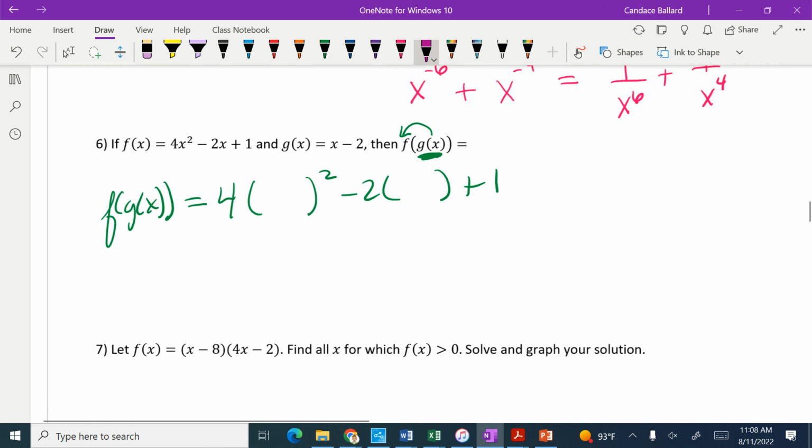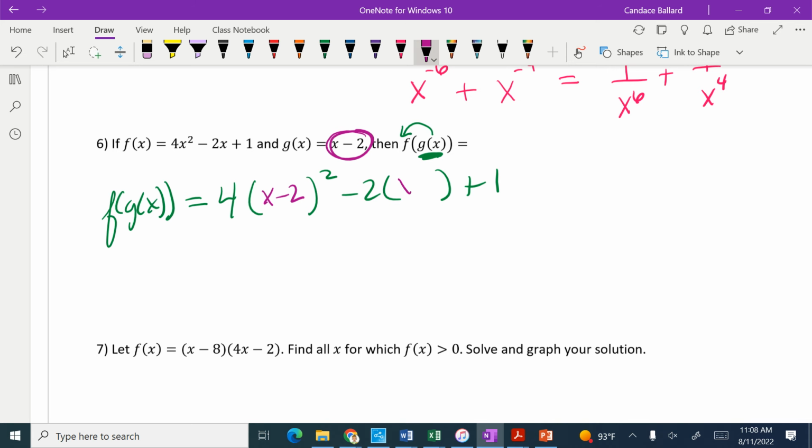All right, now I'm going to substitute the g in. So I'm substituting in x minus 2 for both the parentheses. All right. What does this mean? Write it twice, and then you're going to FOIL, right? Or if you prefer the box, you can do the box. Then distribute the 4. So you need to do the parentheses with the exponent first. Okay, so write it twice, FOIL, then distribute the 4.